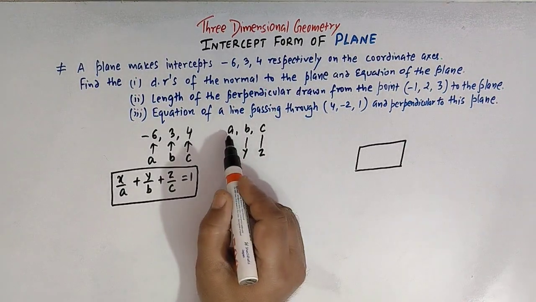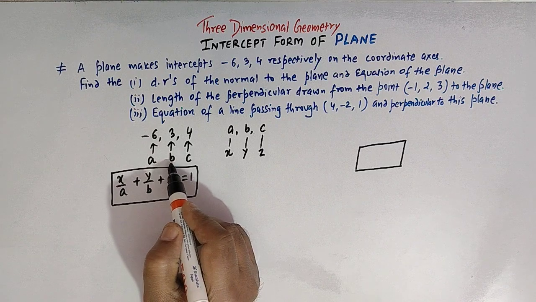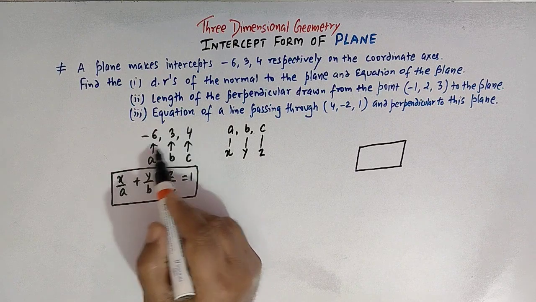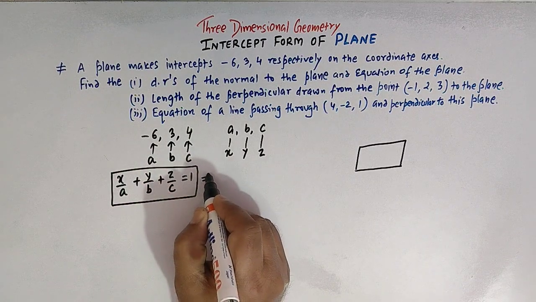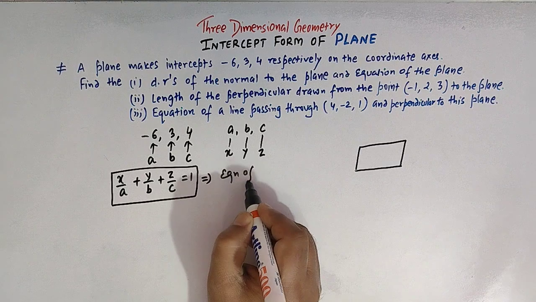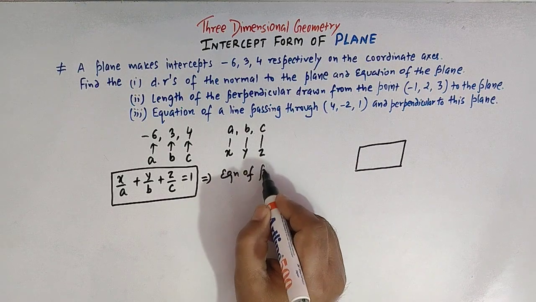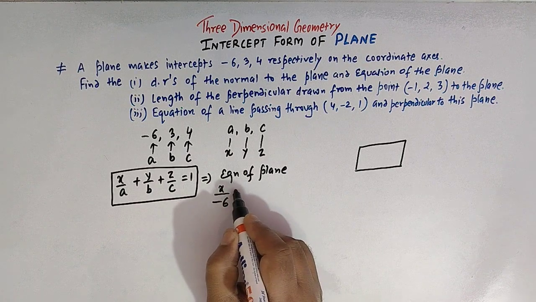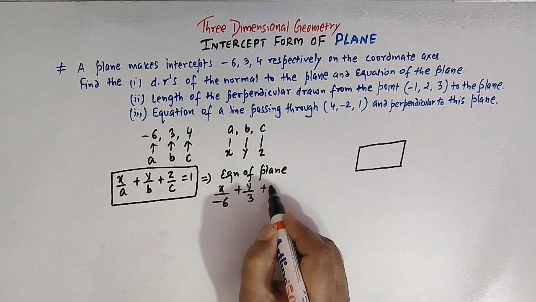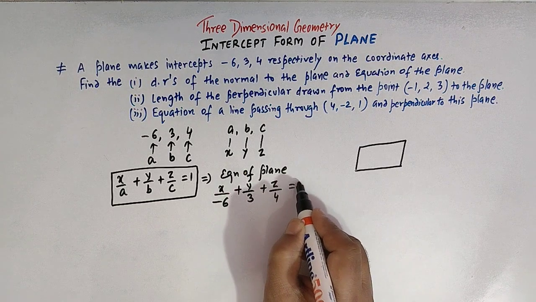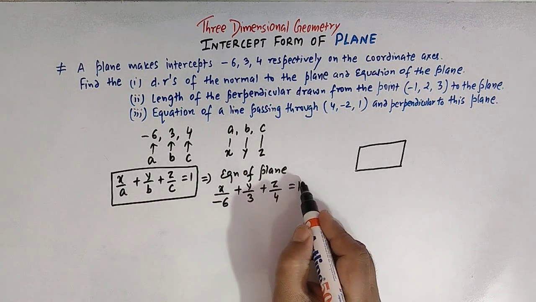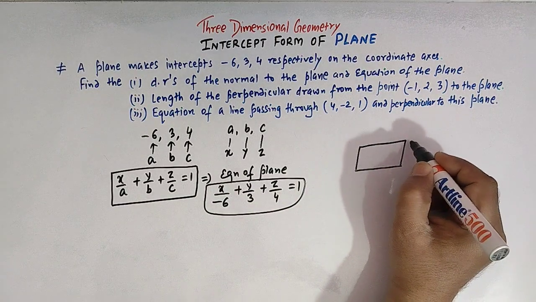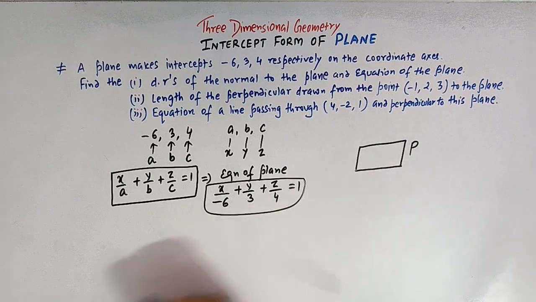So now here the value of a is -6, b is 3 and c is 4. So we can directly substitute the values here. So we'll get the equation of the plane as x over -6 plus y over 3 plus z over 4 is equal to 1. So this is the required equation of this plane. Let us denote this plane by P.